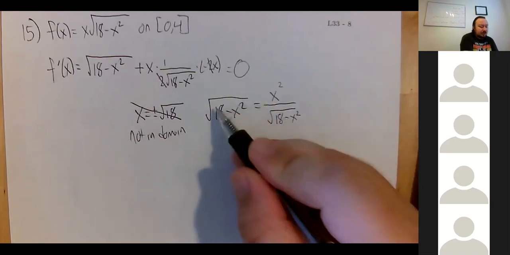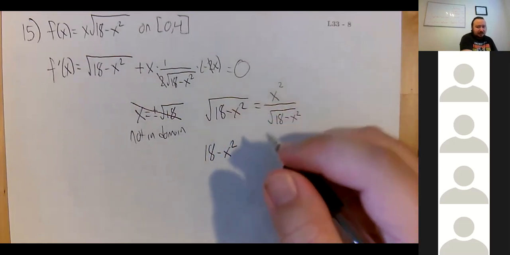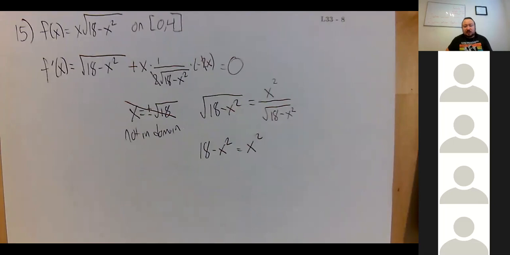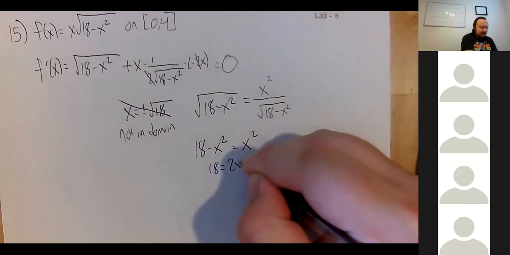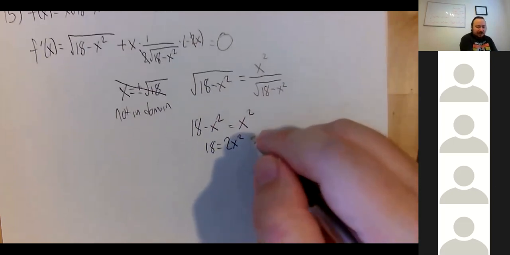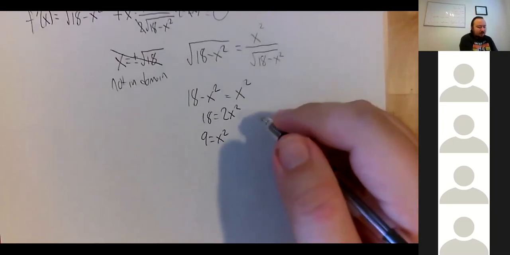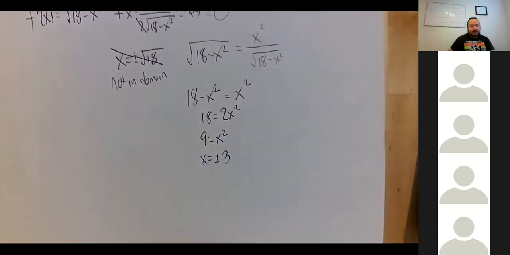So when I multiply these square roots together, I get 18 minus x squared, and that equals just x squared left on the right. Now I'm going to add an x squared. I'm going to divide by 2, giving me 9 as x squared. And this gives me 2 other critical points. X will be plus or minus 3.